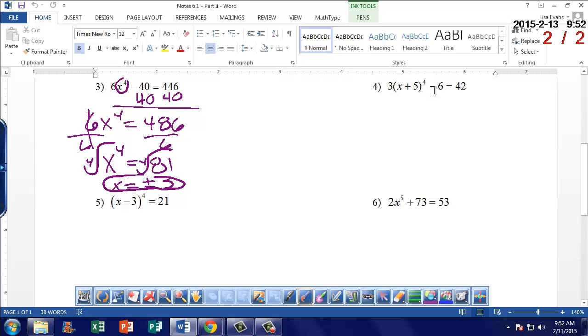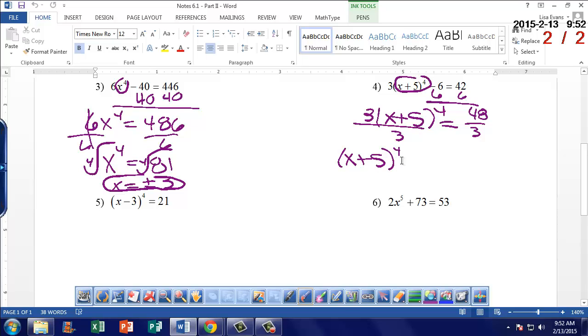Okay, next problem, we're going to add 6 to both sides. We need to get this whole term by itself. We cannot do any rooting of both sides until the exponent is by itself. So I get 3 times (x plus 5) to the fourth power equals 48. Then we're going to go ahead and divide both sides by 3. So I get (x plus 5) raised to the fourth power equals 16.